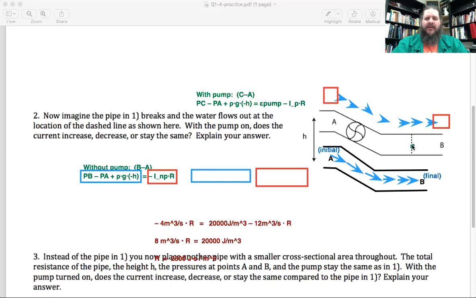Because if you were to write out a Bernoulli equation from C to B, we'd have no pressure difference because we know they're both at atmospheric pressure, no height difference because it's a horizontal pipe, no cross-sectional area difference, so the entire left side of the Bernoulli equation is 0. There's also no pump, so current has to be 0 as well. That is, no current flowing from C to B.